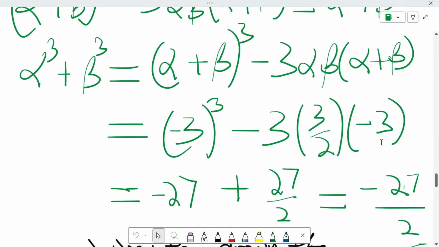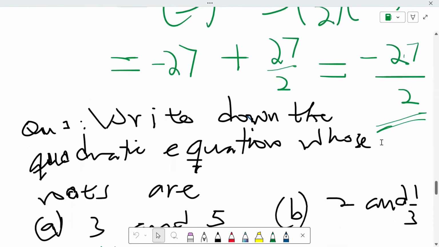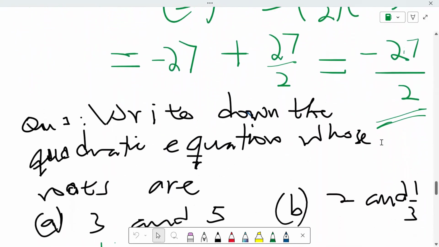Try your hands on a number of them. We shall meet again and try our hands. So this will be the question that we shall be looking at in the next tutorial or lecture.